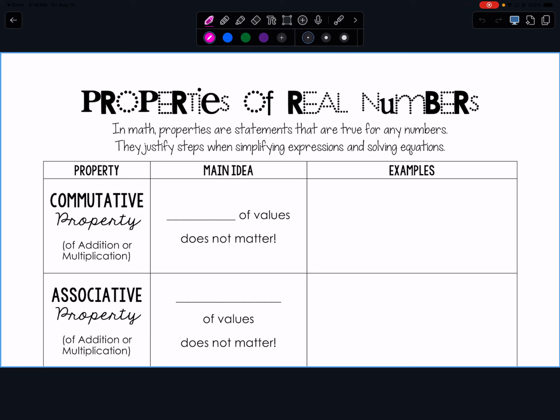Okay, so you have properties of real numbers. The commutative property: the order of the values does not matter. We can do this with addition or multiplication. A couple of examples I could use: 2 plus 3 is equal to 3 plus 2. Multiplication, because I'll ask you for one of those also in your homework: 5 times 4 is equal to 4 times 5.